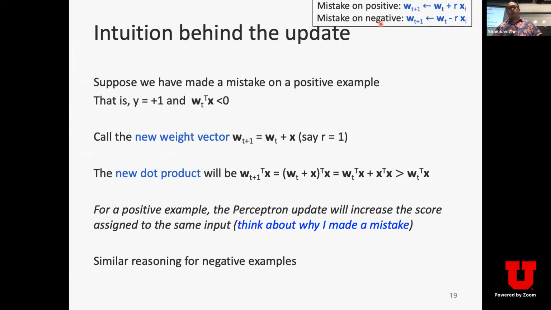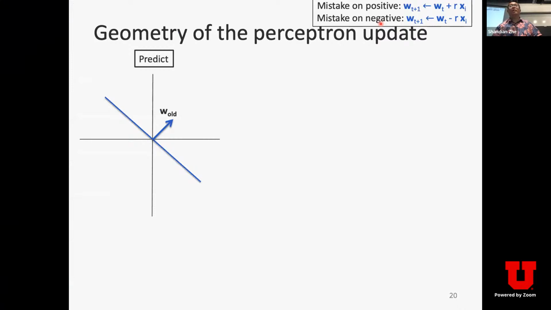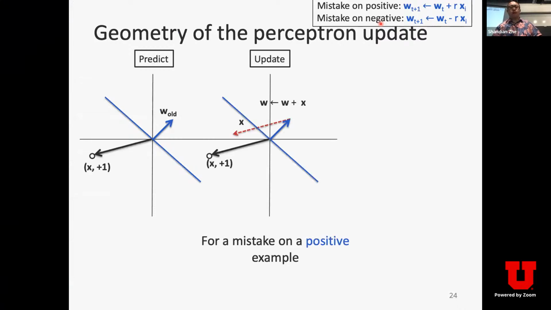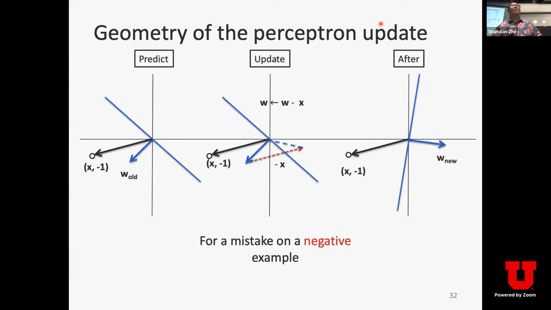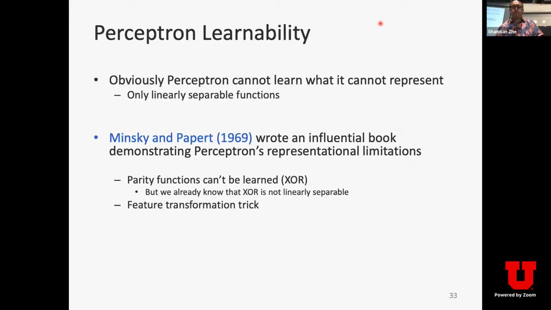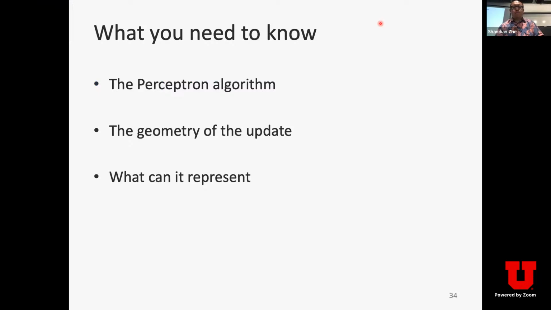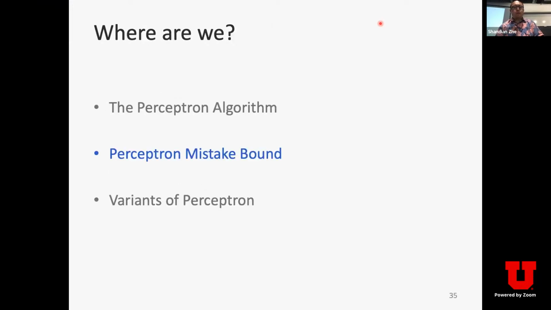Similarly, you can justify your update when you make a mistake on a negative example. It's the same thing. We also shared some geometric intuition about the updating rule, which I'm not going to repeat, but it will be very helpful if you read those slides after class. They will give you a more concrete sense of why this is reasonable. And then we talked about the learning behaviors of the perceptron, which introduces the so-called perceptron mistake bound.